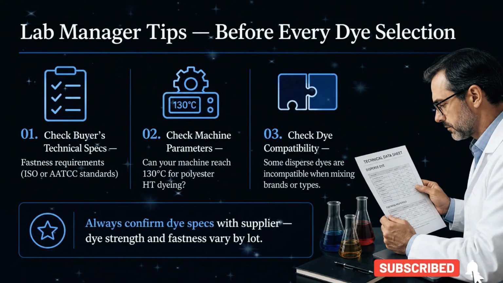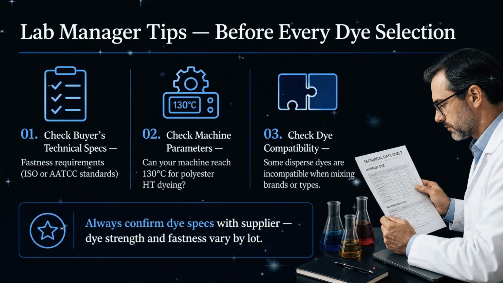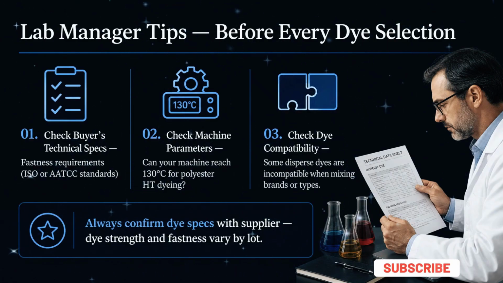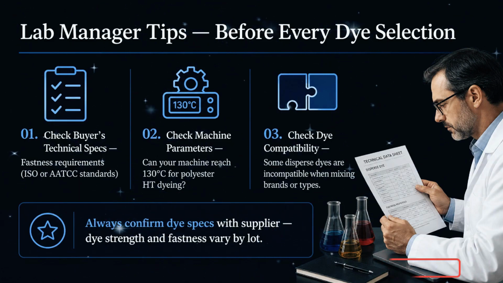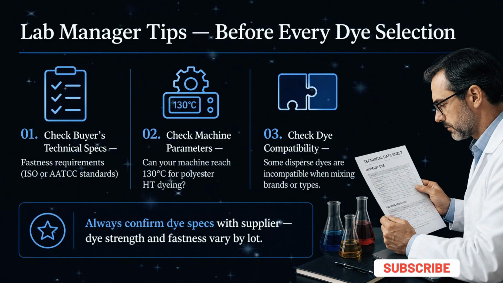Before every dye selection, lab managers should check the buyer's technical specifications, verify machine parameters to ensure they meet dyeing requirements, and check dye compatibility, especially when mixing dispersed dye brands. Always confirm dye specifications with the supplier, as strength and fastness can vary by lot.